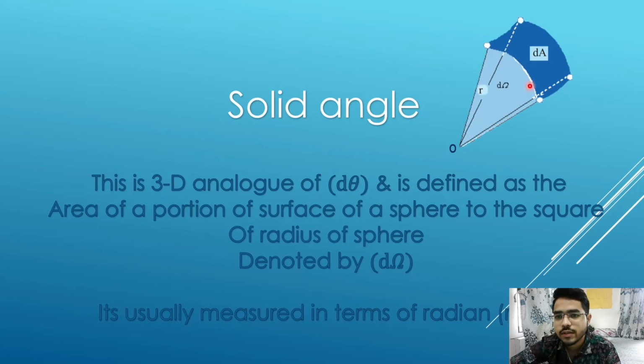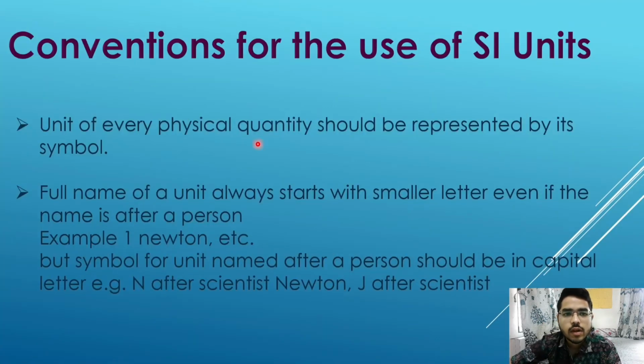So you can say this solid angle. This is also a 3D image. This is a 3D analog of d theta, and it is defined as the area of the portion of a surface of a sphere to the square of the radius of the sphere, denoted by d omega, and it is usually measured in terms of radian. As it is an angle, it is always measured in radian. Now turning to the next slide, conventions for use of SI units.